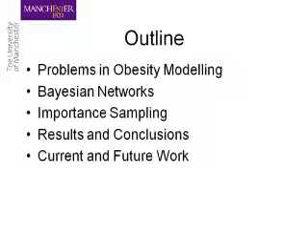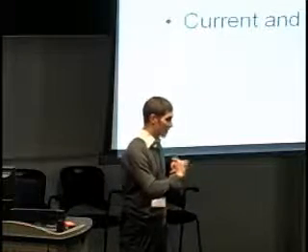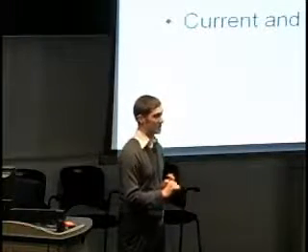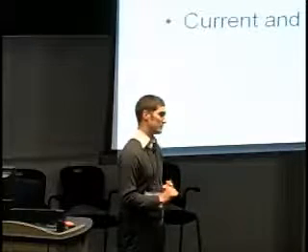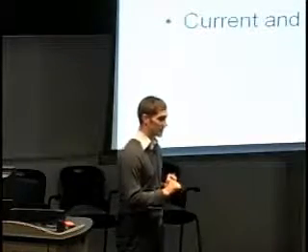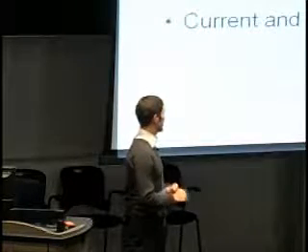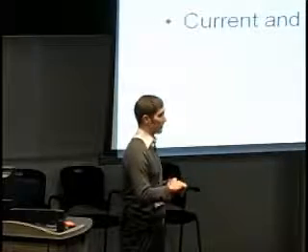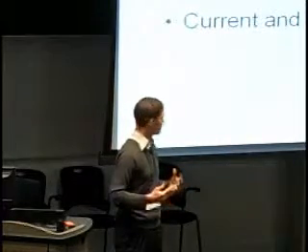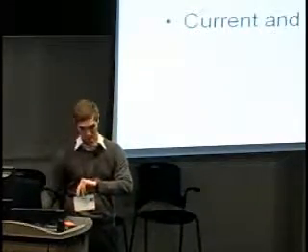Okay, so in this talk, this is the outline of the talk. First of all, I'm going to give you the problem with what I will refer to as traditional epidemiological methods, which are the approaches that epidemiologists would traditionally take. I'm going to give you a brief overview of what Bayesian networks are. I'm going to give you a brief overview of the technique we use within Bayesian networks, which is importance sampling. Then we'll go through results and conclusions and current and future work.